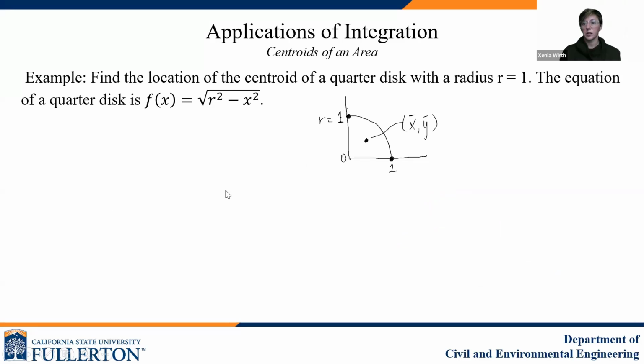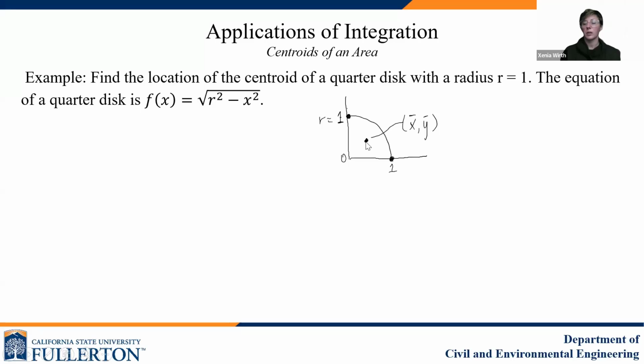Let's do an example with a shape that we've seen before that we know from general geometry. Find the location of the centroid of a quarter disk with a radius of 1, and the actual function that describes this quarter disk here, which is the quarter of a circle. The function that describes this is f of x is the square root of r squared minus x squared. And here we have a figure here.